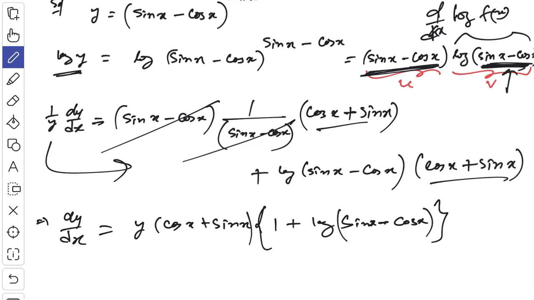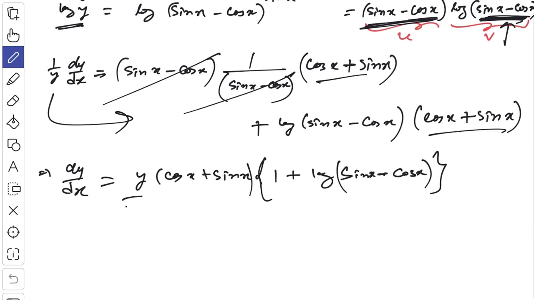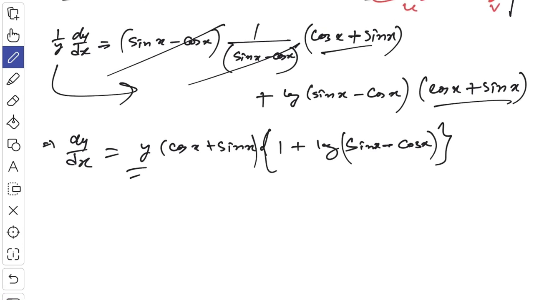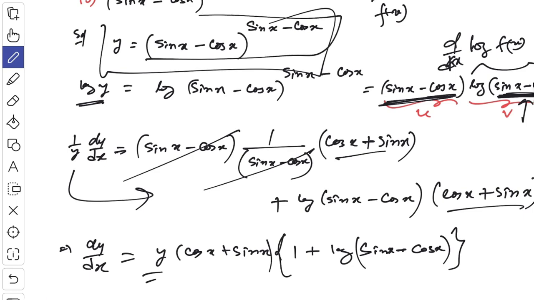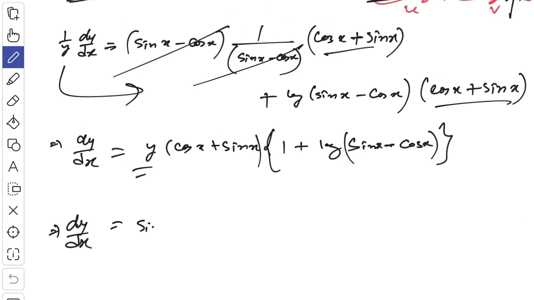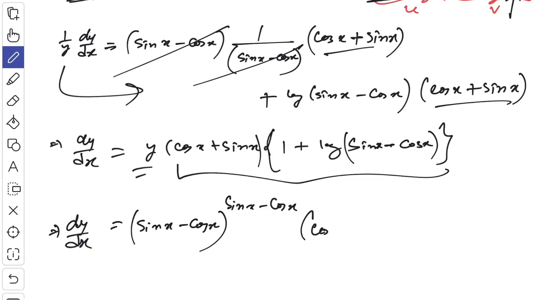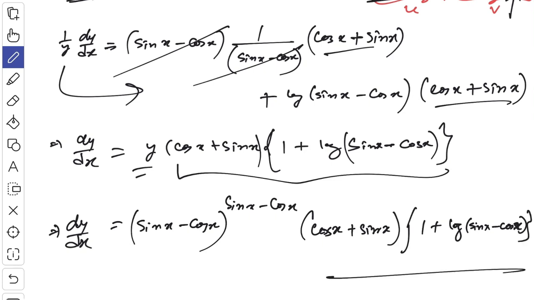So that is what we have got. Now put the value of y here. If you put the value of y, then what will you get? Let's put it. dy by dx will be equal to, on putting the value of y, what was the value of y? This. So if you put here sin x minus cos x to the power sin x minus cos x, into this part, cos x plus sin x, within the bracket 1 plus log of sin x minus cos x. So this is our answer. That's how we can solve this question.